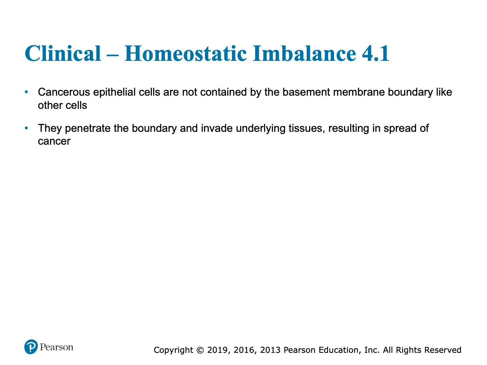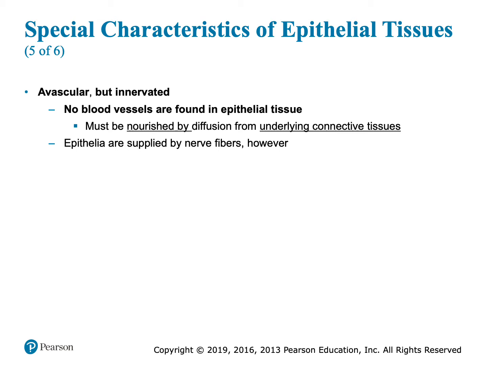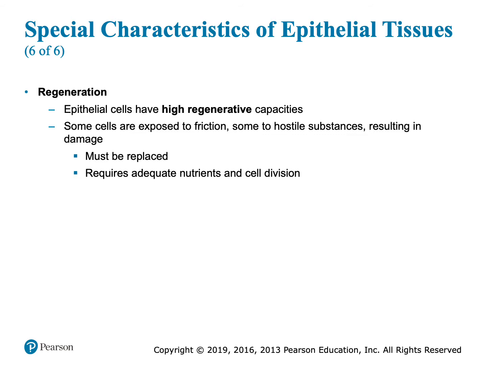Avascular but innervated, no blood vessels. If you look at that slide that we just did, that was nothing but simple columnar cells. There's no blood vessels. Now, he can feel things. There's definitely innervation. But he gets the nourishment from the connective tissue underneath.